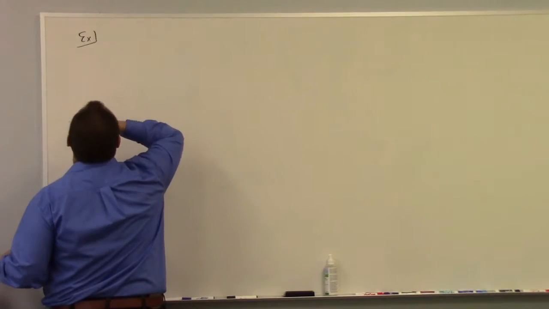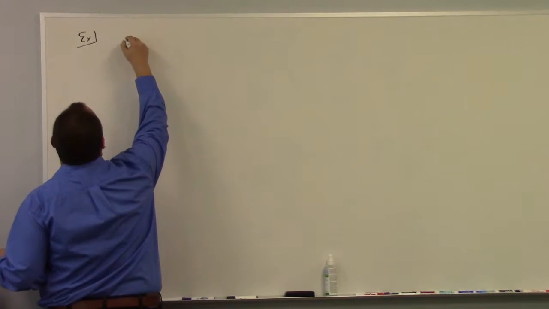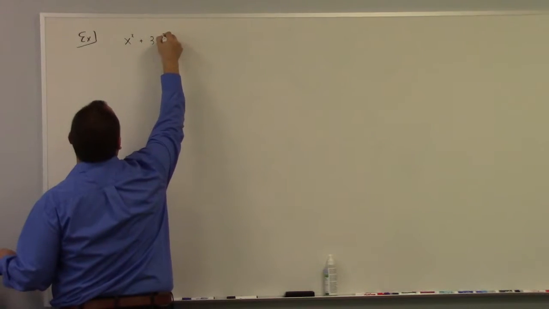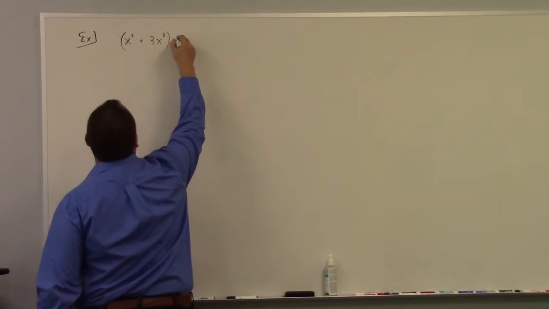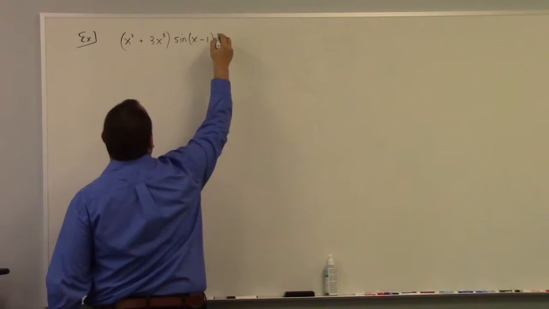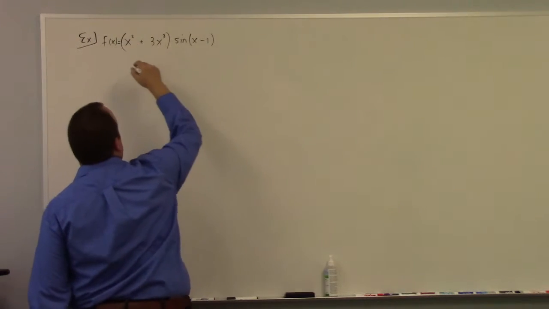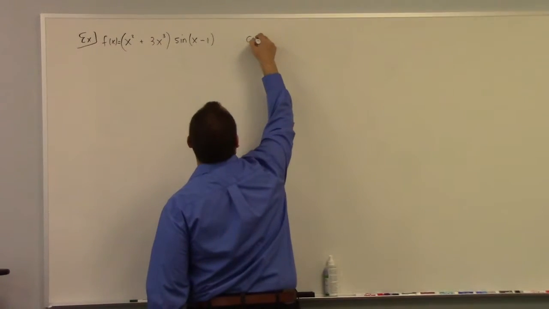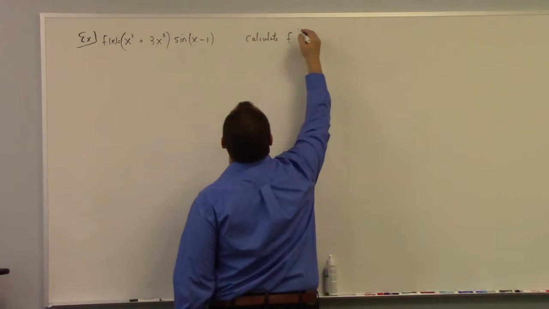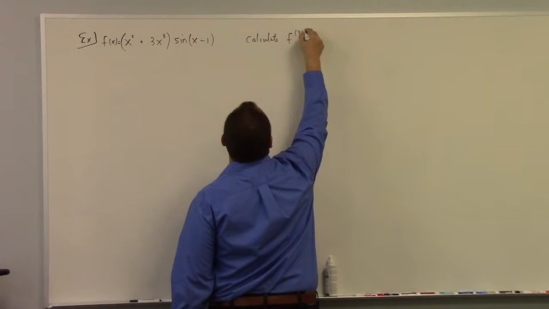So if I had something like, I don't know, x squared plus 3x cubed, all right, times the sine of x minus 1, all right? Let this thing be equal to f of x. I could say calculate, which derivative do you guys want? Let's say the 31st derivative at 0.